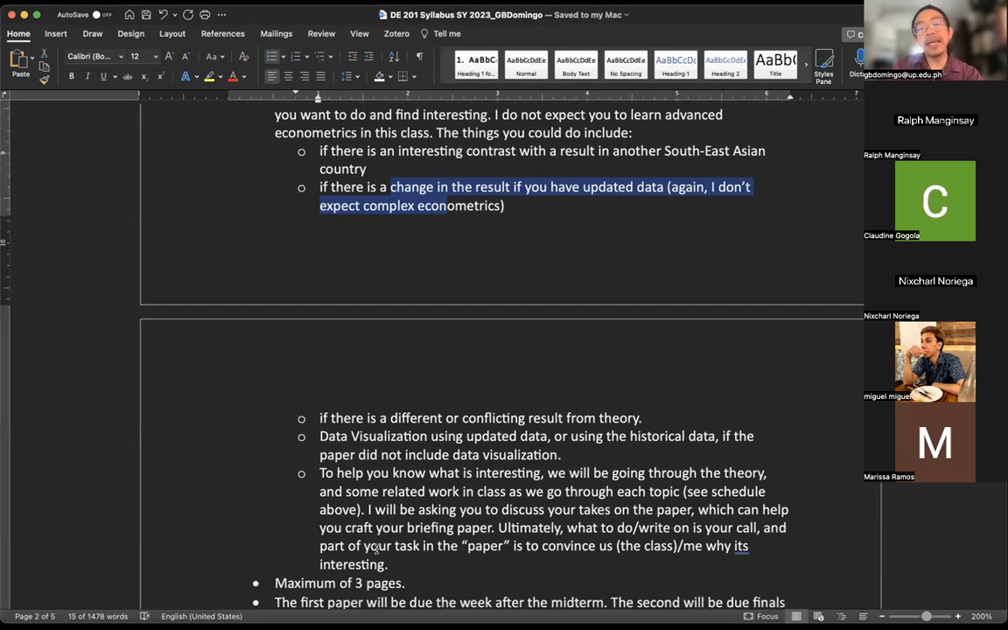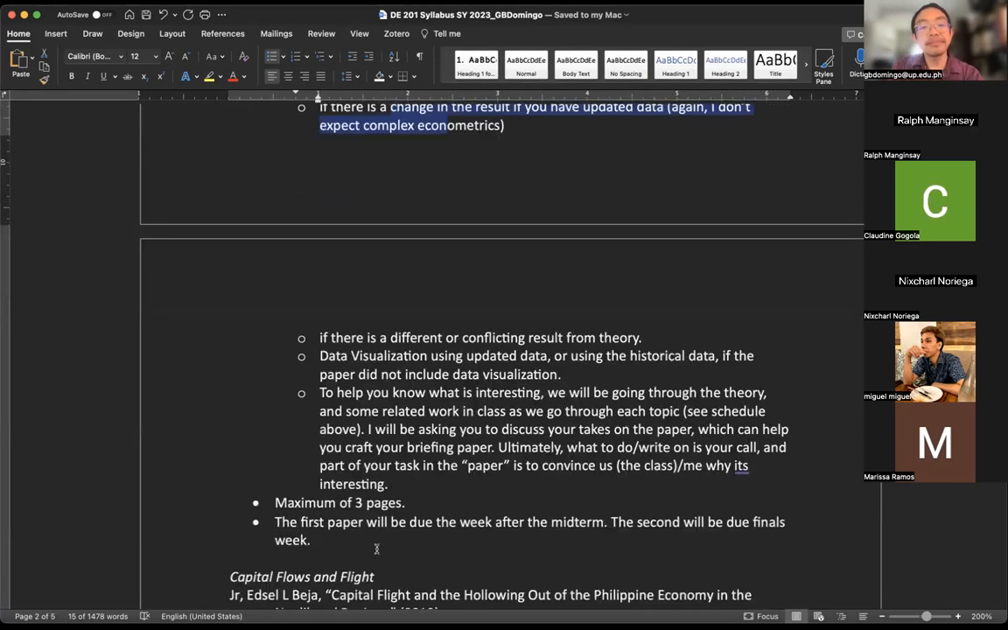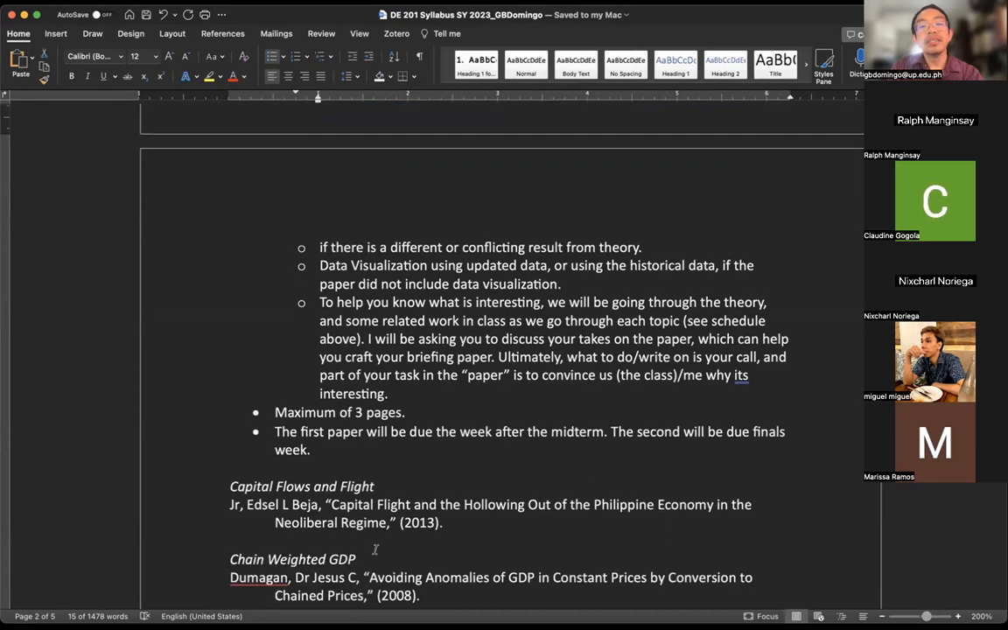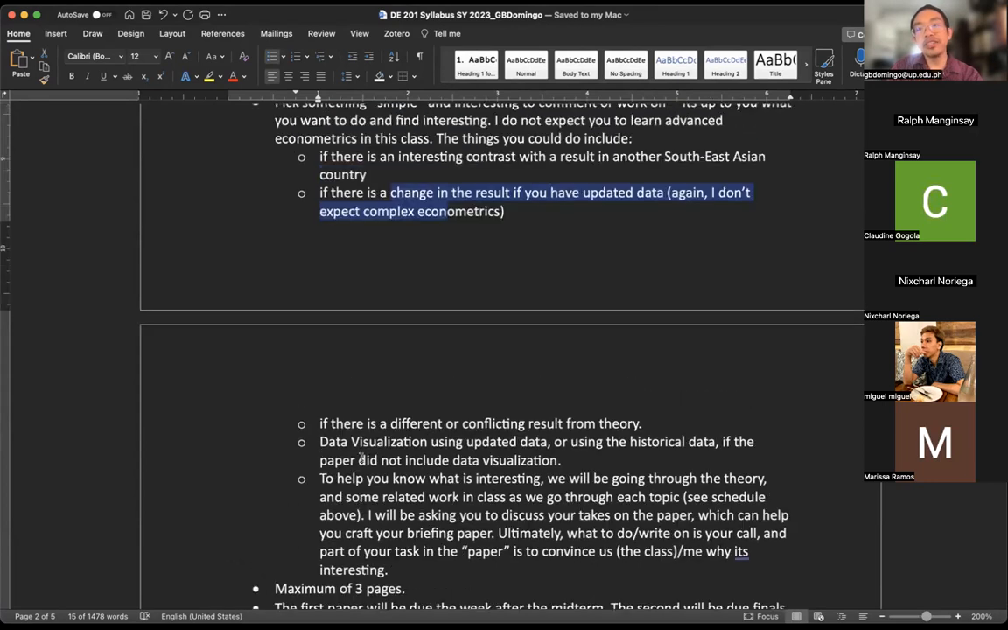So maximum 3 pages, but 2 pages would be perfect. So there will be two of these. The first will be the week after the midterm. The second will be due finals week. So there's more than enough time.